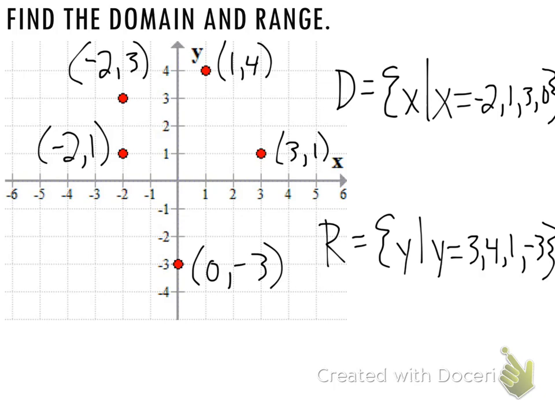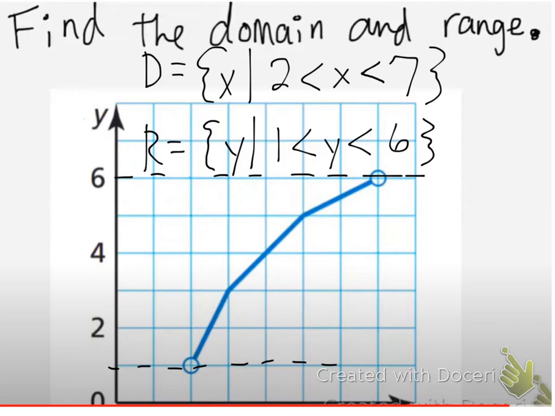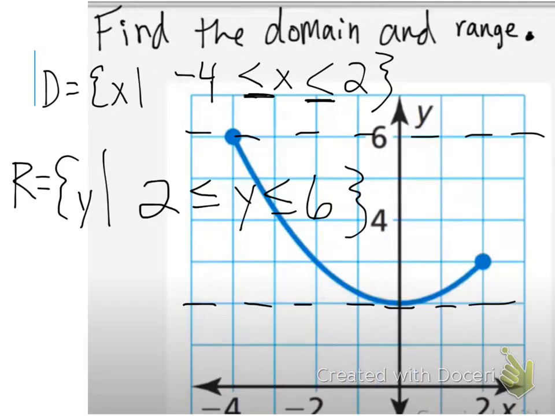Everyone okay with that? Real quick, would this be a function or not a function? Not a function because we got a repeating x value of negative 2. Would this one be a function or not a function? Function, why? It passes the vertical line test, meaning there's no repeating x values. Function or not a function? It would be a function because this one does also pass the vertical line test.